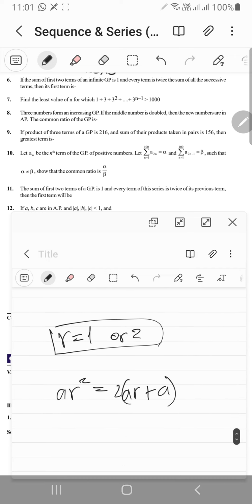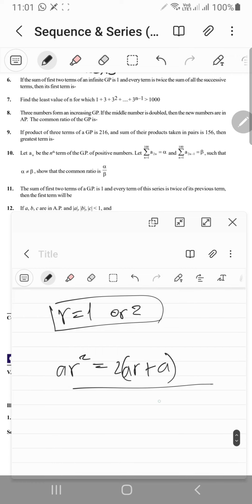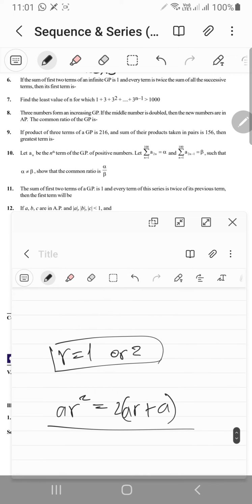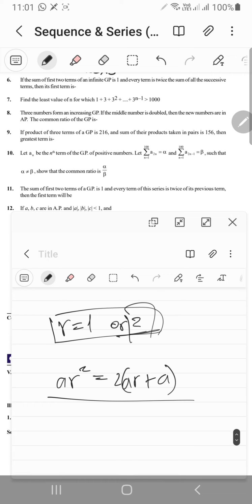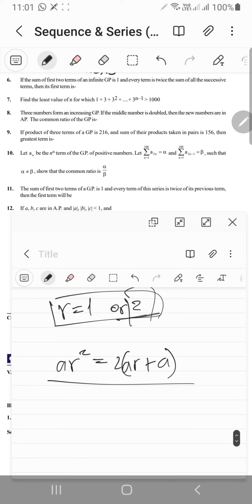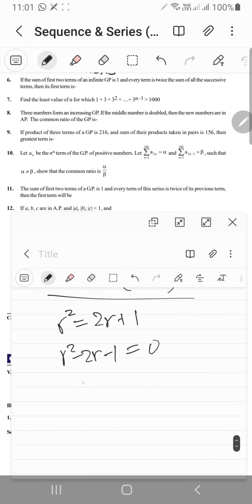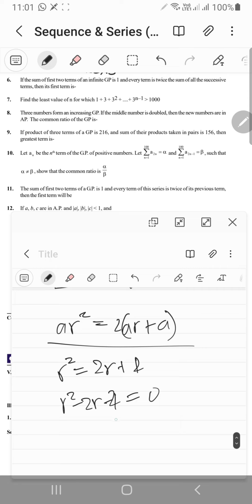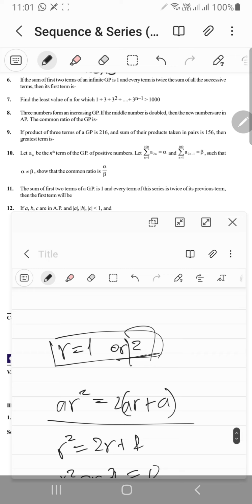Oh, could it be that this is also giving us 2 as a solution, and that is also giving us 2 as a solution, and yeah, maybe that is how it is. So it's r squared equal to 2r plus 1, so r squared minus 2r minus 1 equal to 0. But this doesn't, oh, this is supposed to be 2 over there. Okay, but how does that make sense? This is frustrating.